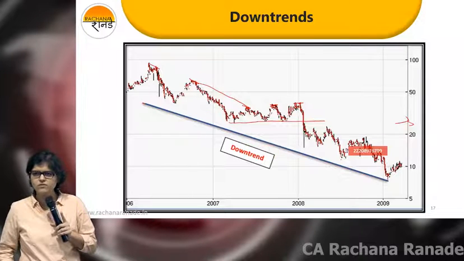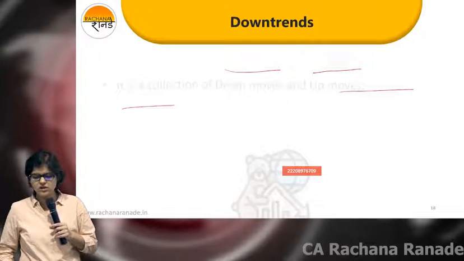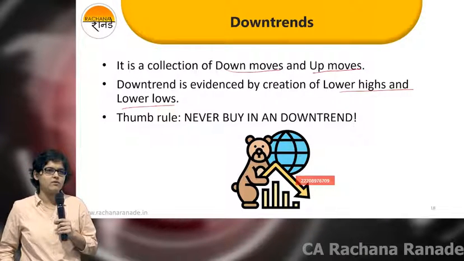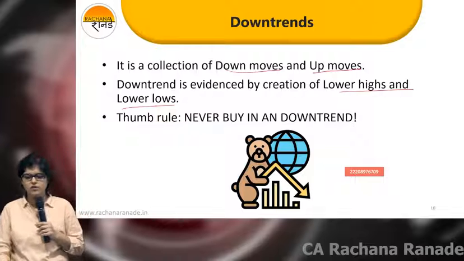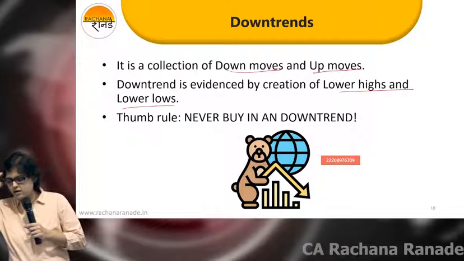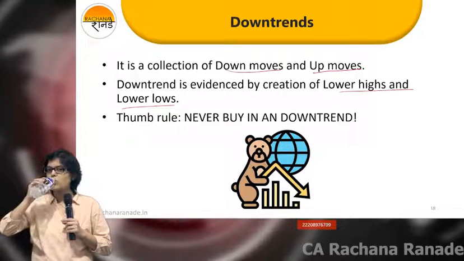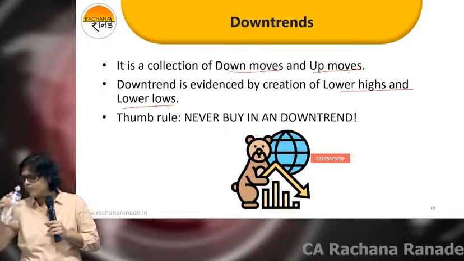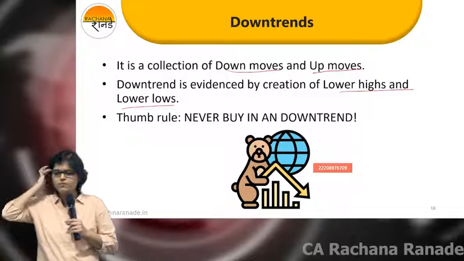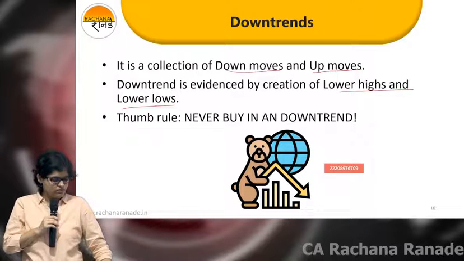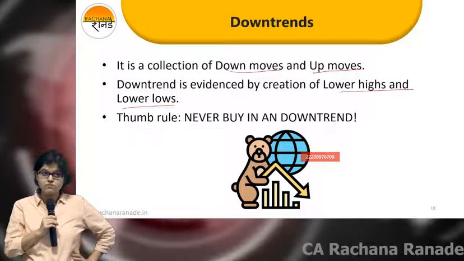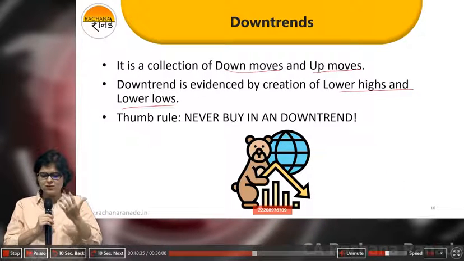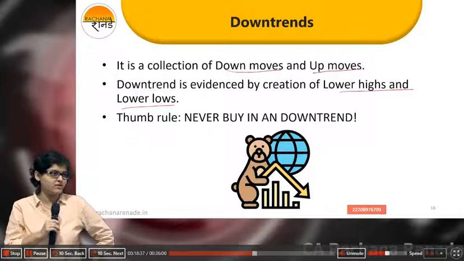Okay, can we move on? So what should be a strategy in a downtrend? Tell me. Never buy in a downtrend. Very important. So strategy, write down for downtrend. Never buy in a downtrend. So he is saying, okay, I can't buy in a downtrend. Fair enough. But can I short in a downtrend?